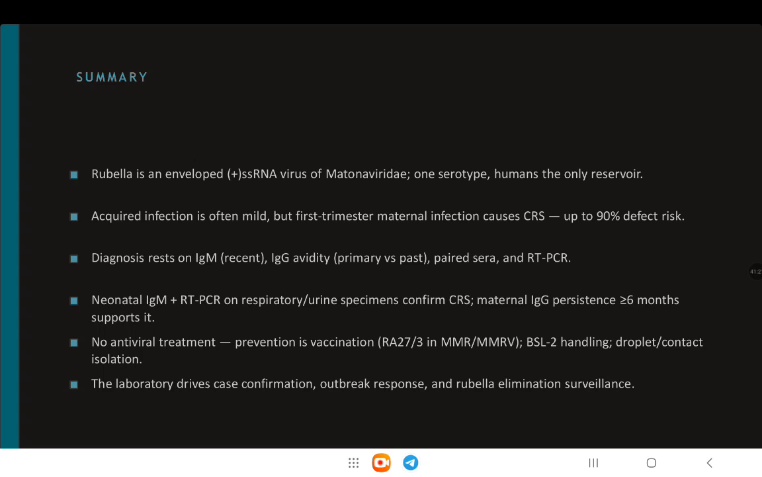Laboratory diagnosis includes assessment of IgG, IgM, IgG avidity, and PCR, with interpretation of all of these tests together, depending on the timing of sample collection. There is no specific antiviral treatment for the infection, so prevention through vaccination remains the best strategy to control infection. The most important point: in the medical laboratory, you play an essential role in diagnosis, outbreak investigation, surveillance, and supporting the rubella elimination program.